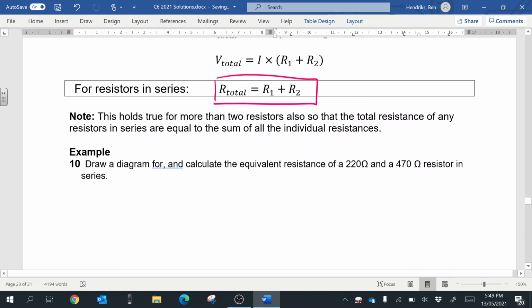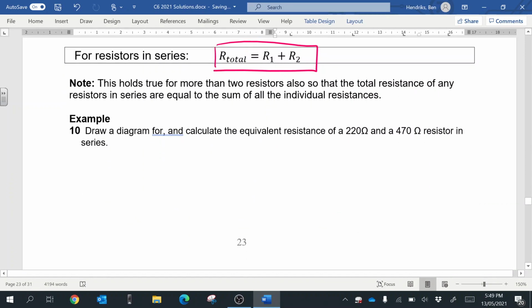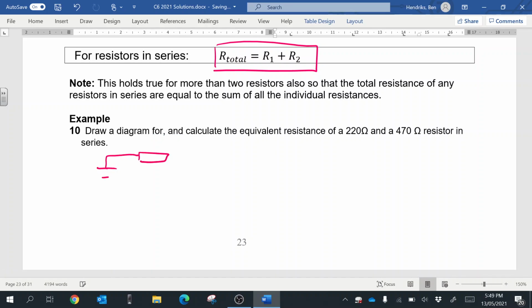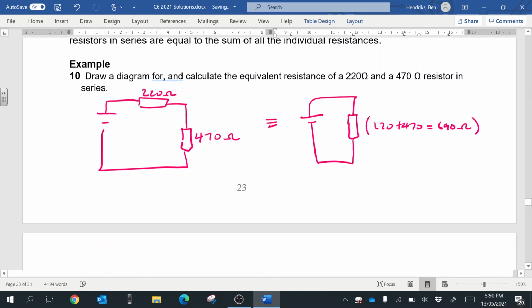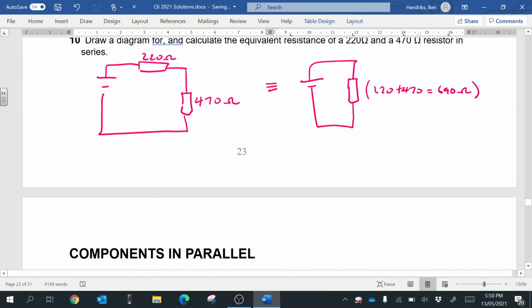So it's pretty simple. If we have a circuit here, which has two resistors in series, where this one is 220 ohms, and this one here is 470 ohms, then that is equivalent to one resistor of 220 plus 470, which is equal to 690 ohms. So pretty straightforward for resistors in series.